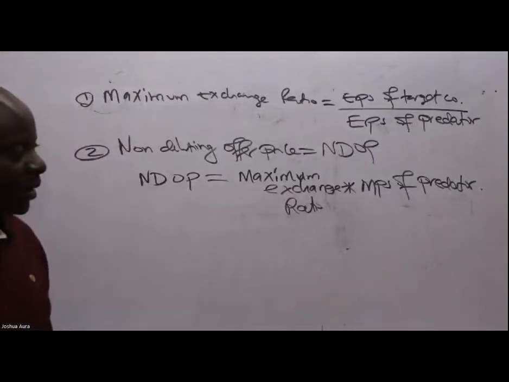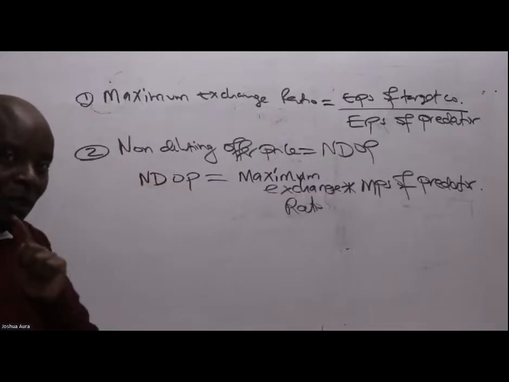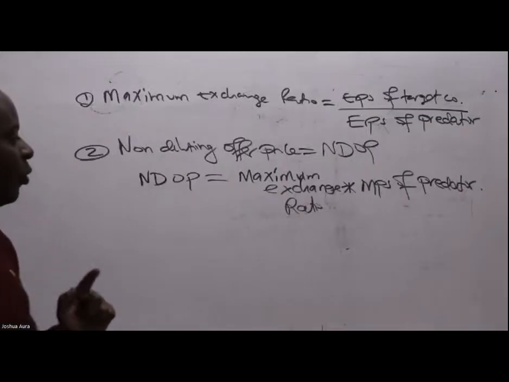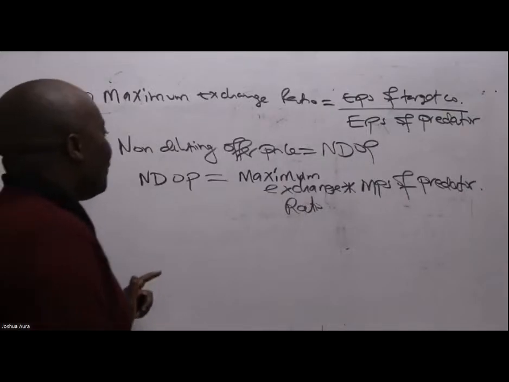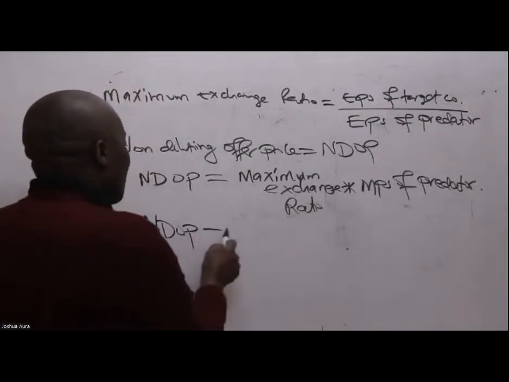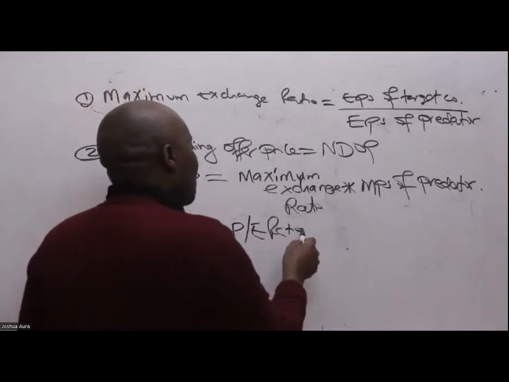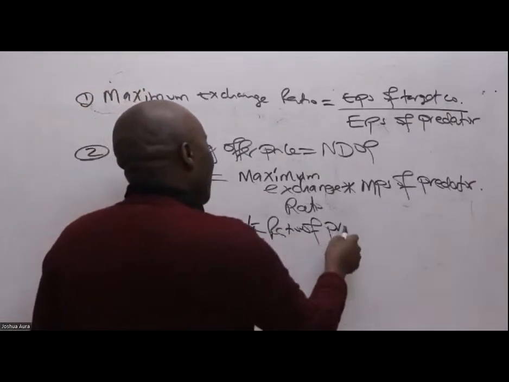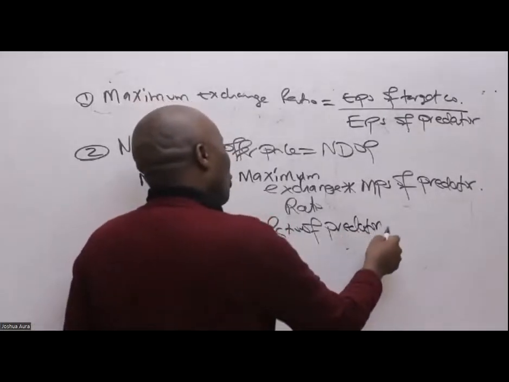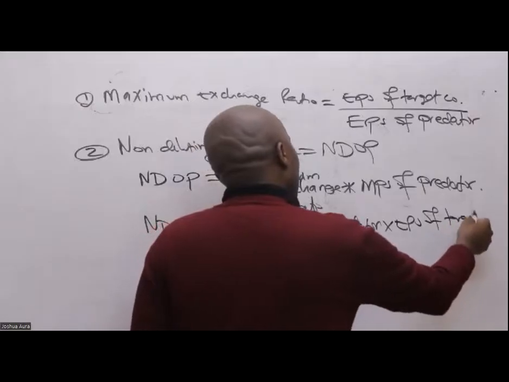Very, very important. And if you want to derive this, like what I'm seeing Mr. George doing there, Mr. George is a bright student. If you want to use the longer formula, NDOP is PE ratio of predator times EPS of target.